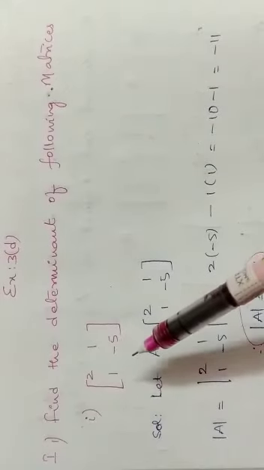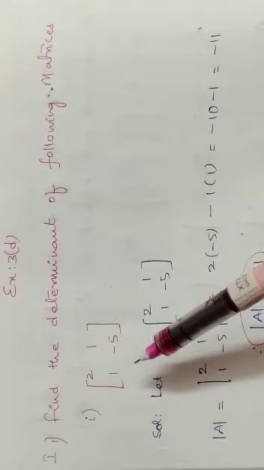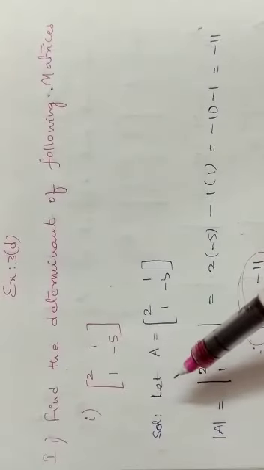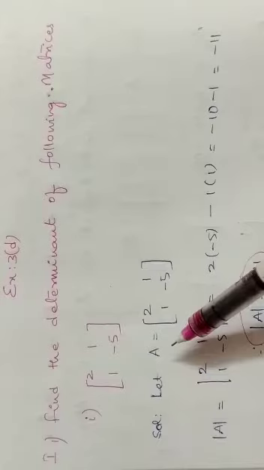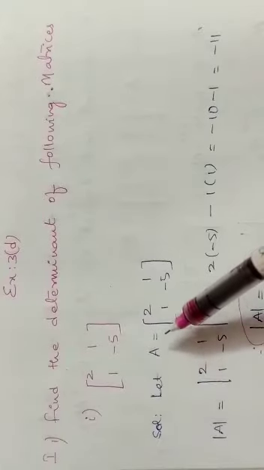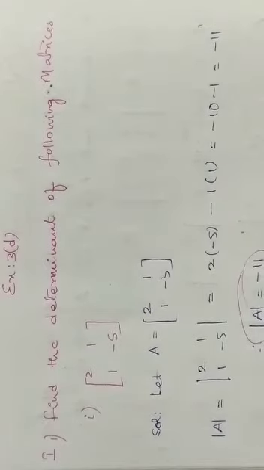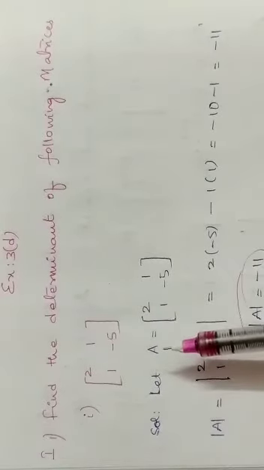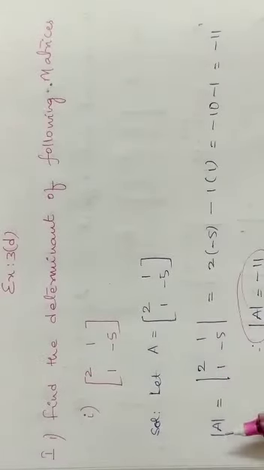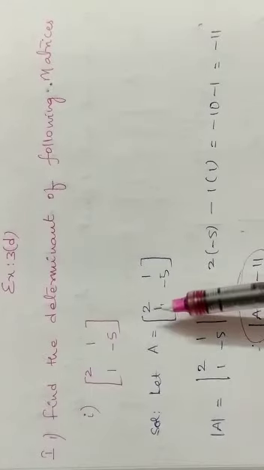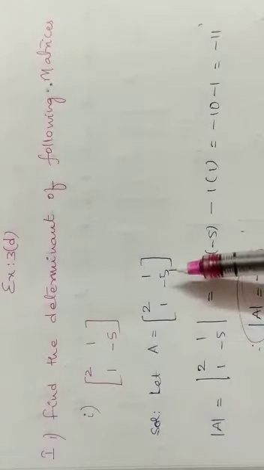A 2 by 2 matrix is given. I shall name it as A. So let A equal to the matrix. Determinant of A is denoted like this: det A. Det A equal to det, what is A? 2, 1, 1, minus 5.